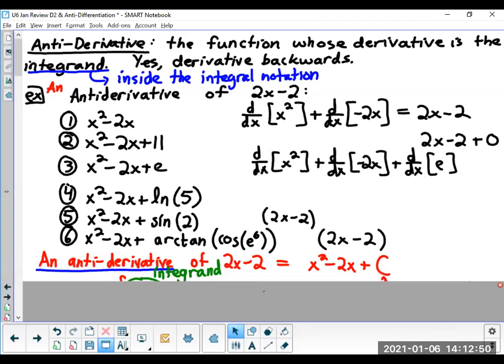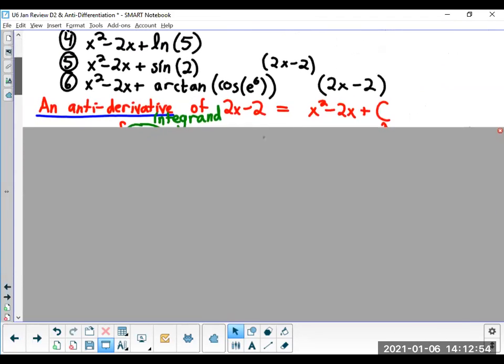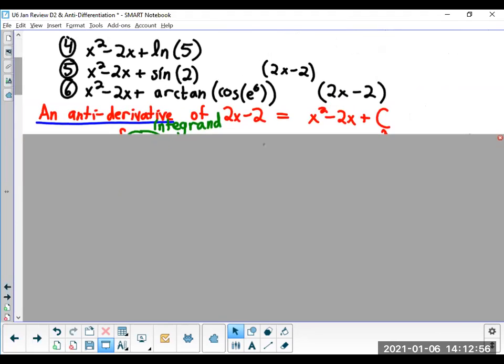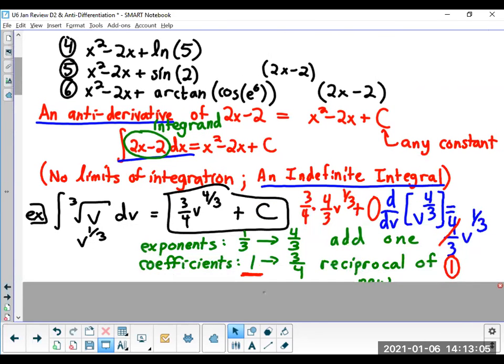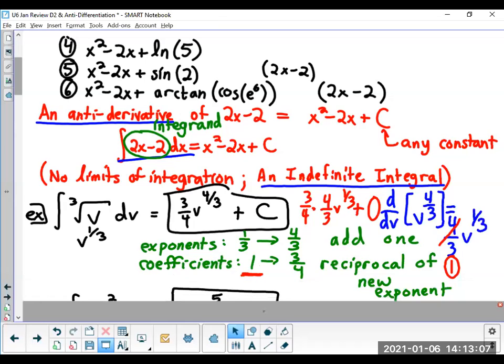answers and said we actually don't have a single final answer. That's why we use this plus C business, because any of these constants, if we take the derivative, results in 0. And quite frankly, we don't know which one of those constants to take. So that's what the plus C does.